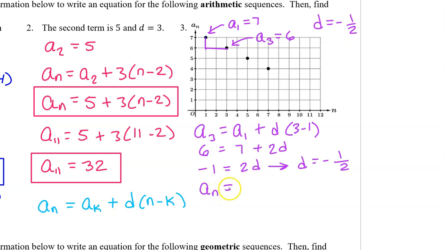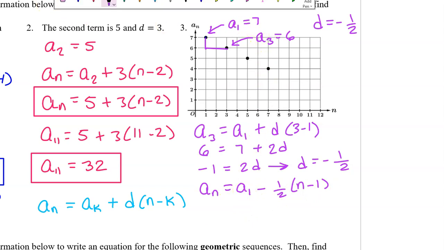an equals. Just pick one of these points to be your ak. I'm going to use the a1 to be my ak. And then plus d, plus negative 1/2 is going to be minus 1/2. And then n minus k, so that's n minus 1. I'm running out of space, so I'm just going to erase the a1 and put in the 7.